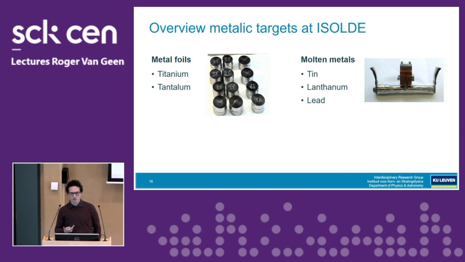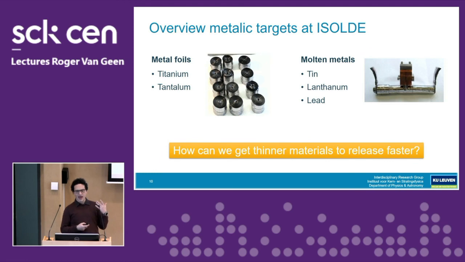Okay, those are okay targets, but how can we get thinner materials that will actually release faster than that? Because 20 micrometers is still pretty thick, and from those molten targets, there is speculation about a splashing effect that could create droplets from which things are released faster, but it has never been quite conclusive how to go to the shortest lived isotopes.